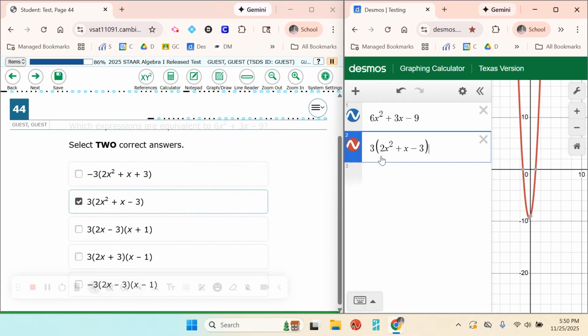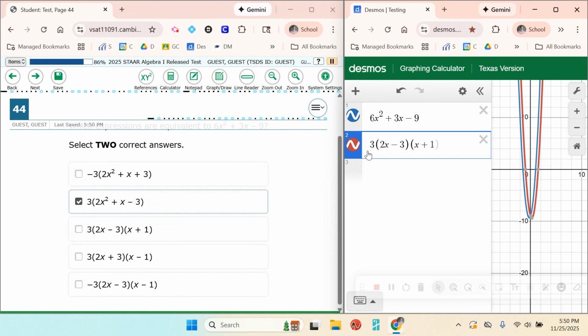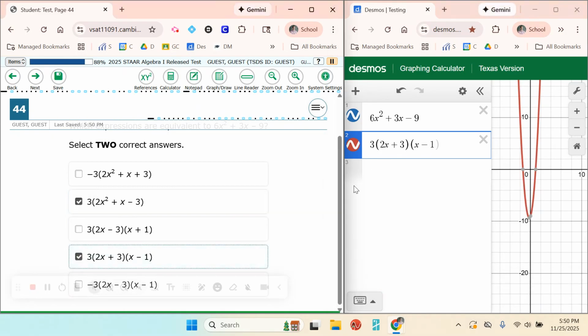Cool. Now let's try the next one. Nope, close though. Try the next one, which switches this -3 to a +3 and this X to a -1. There's my second match. And remember all you're trying to do: when does the answer cover up the question?